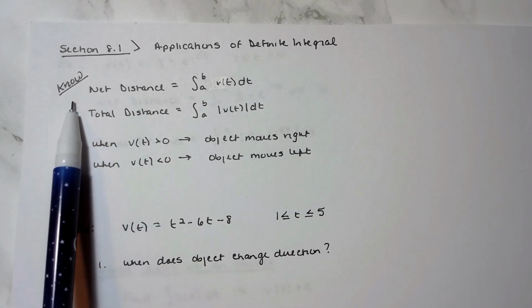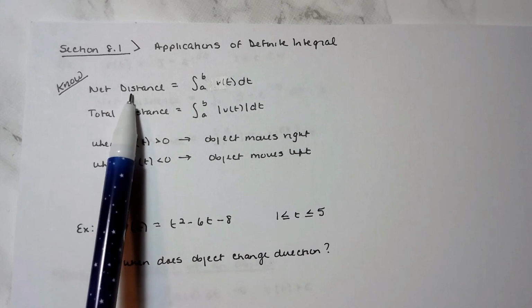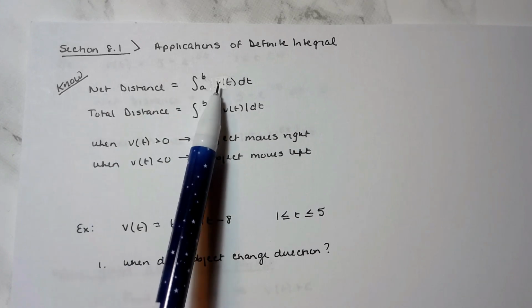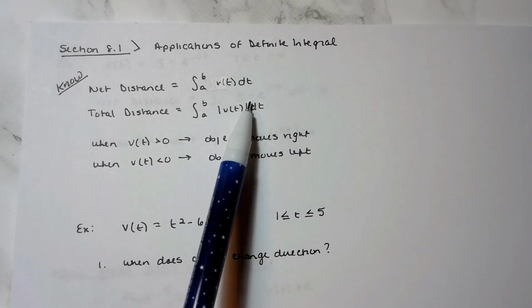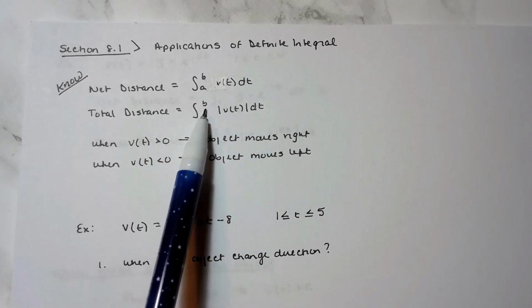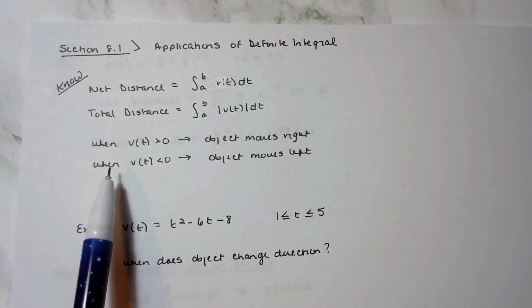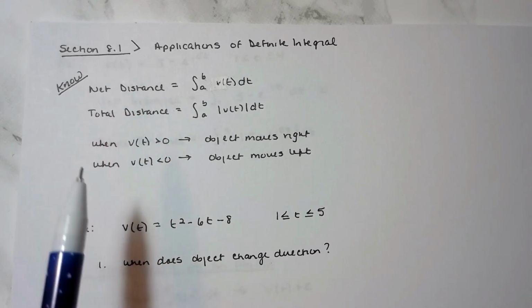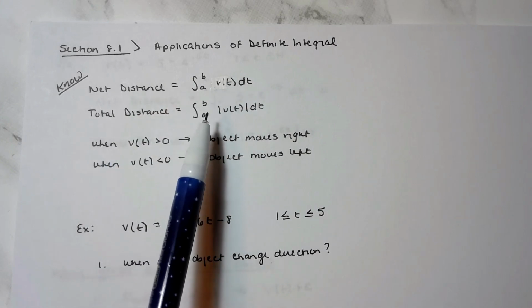You need to know these two equations or expressions: the net distance is just the definite integral from a to b of velocity. And if we want the total distance, then we have to take the absolute value of that velocity from a to b and integrate it, and we get our answer. Alright, so remember that our answer is going to be some number, right? We're not going to get a function, we're going to get a number.